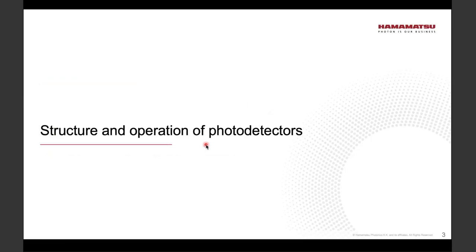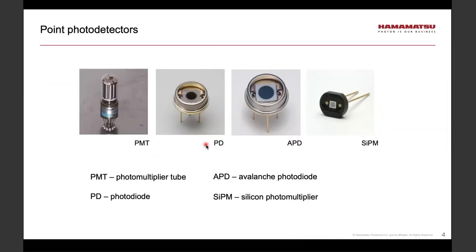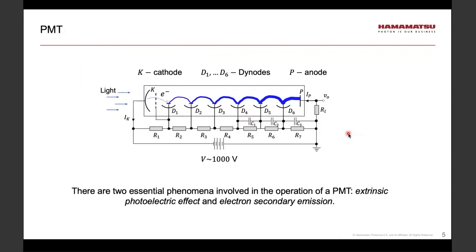So let's begin with the structure and operation of photodetectors. The four photodetectors that we'll concentrate on are as shown on the slide. From left to right, PMT or photomultiplier tube, then photodiode, avalanche photodiode, and silicon photomultiplier. So let's look at the basic operation of a PMT. So what you see on this screen is a cartoon version of the PMT structure.